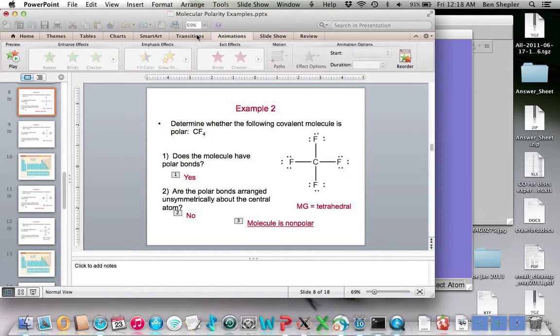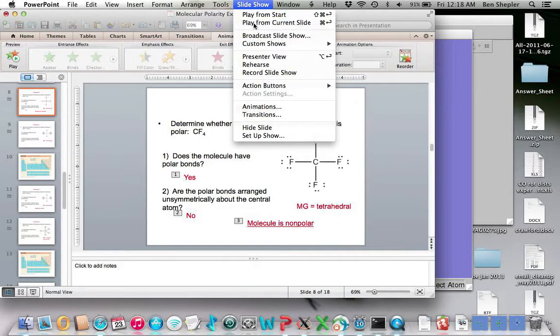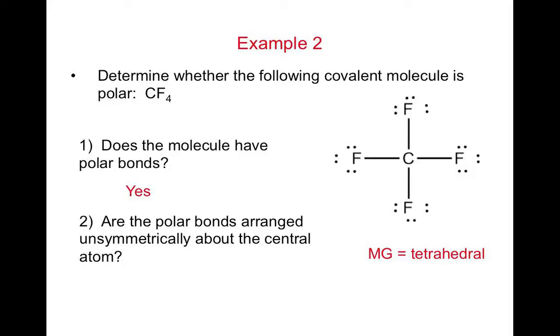And so if I come back here, we do have polar bonds, but the molecule is symmetric. The polar bonds are arranged symmetrically around the central atom, so I don't meet the second criteria, and so CF4 is nonpolar.